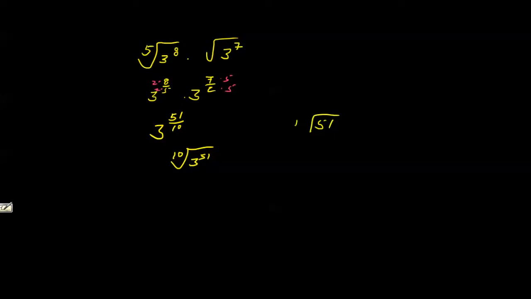51 divided by 10 is 5 with a remainder of 1. So that means there's 5 groups of 3. So we have 3 to the 5th, 1 left over, and we have the 10th root of 3, because there's 1 left over. And that's our final answer.